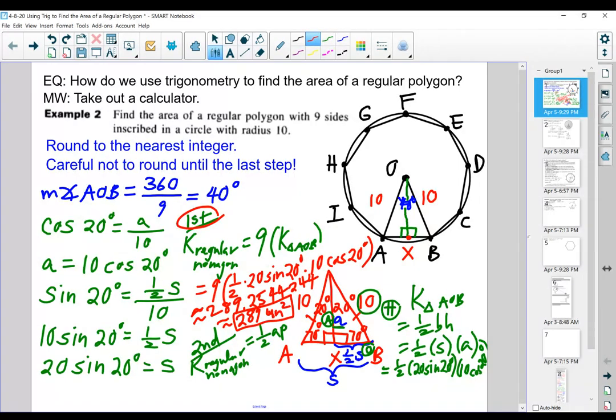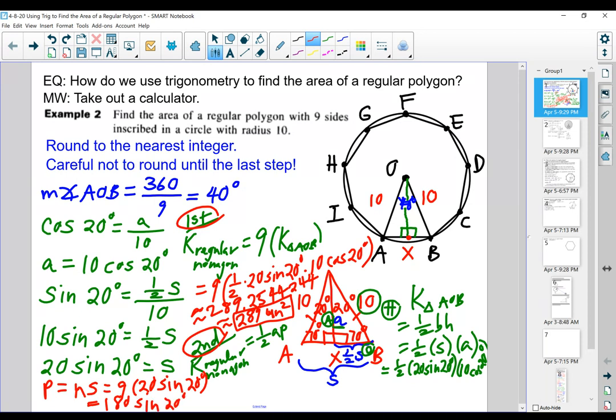All right. Now, if you use the second method, you should still get the same answer. So we already found what s was on the left-hand side over here. So the perimeter is the number of sides times the side length, which is n times s, which in this case is 9 times 20 sine of 20 degrees. And this is actually 180 sine 20 degrees.